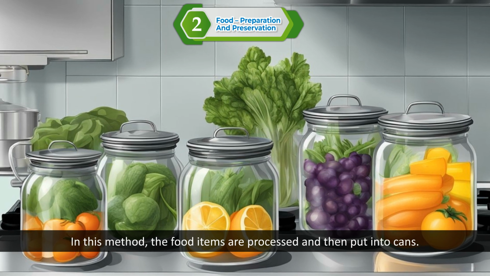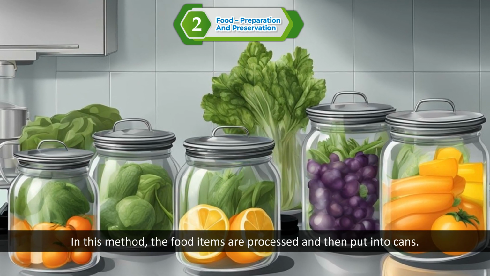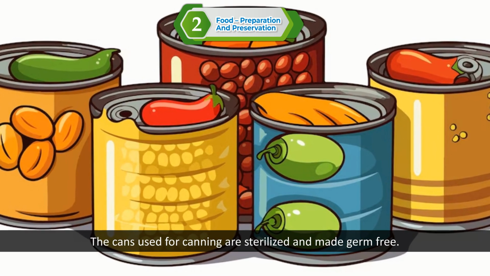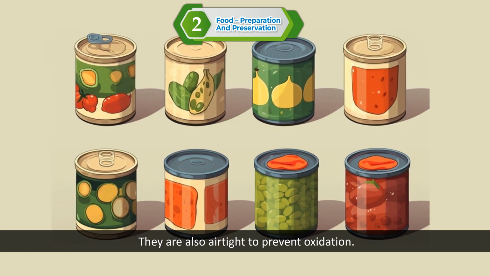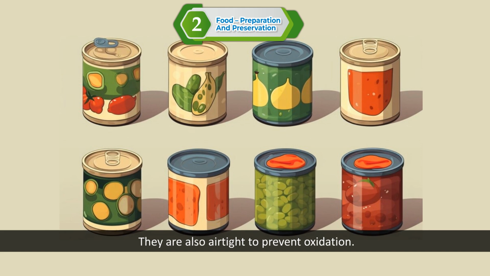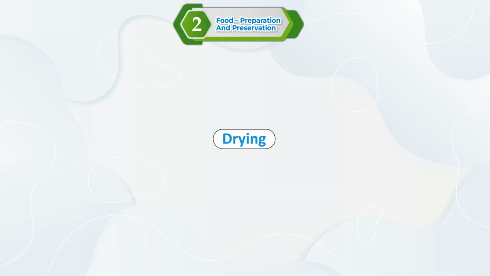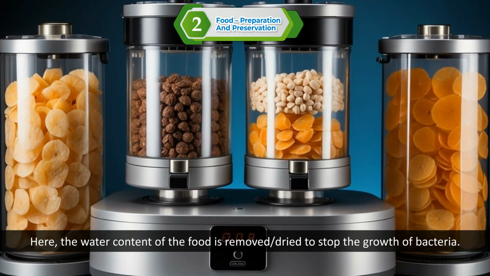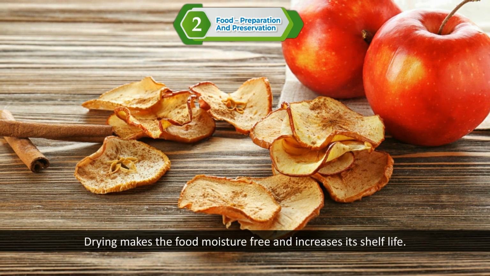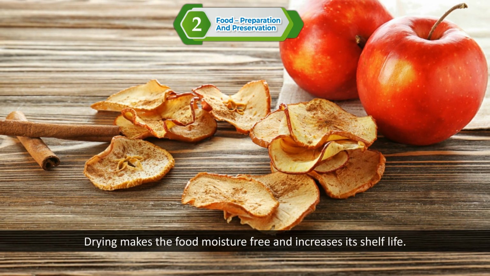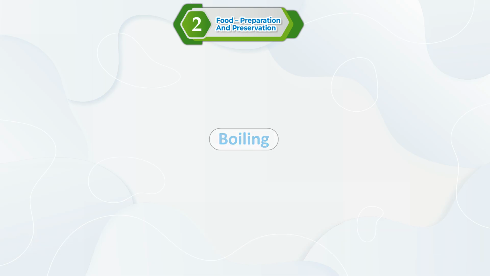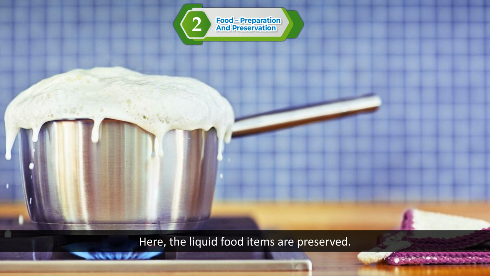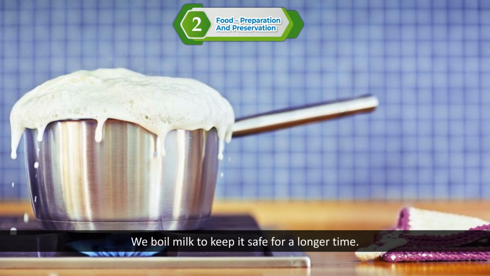Canning. In this method, the food items are processed and then put into cans. The cans used for canning are sterilized and made germ-free. They are also airtight to prevent oxidation. Various fruits and vegetables are canned. Drying. Here the water content of the food is removed or dried to stop the growth of bacteria. Drying makes the food moisture-free and increases its shelf life. Boiling. It is a simple way of preserving food. Here the liquid food items are preserved. We boil milk to keep it safe for a longer time.